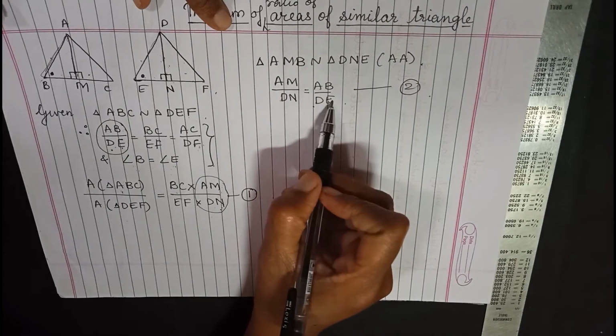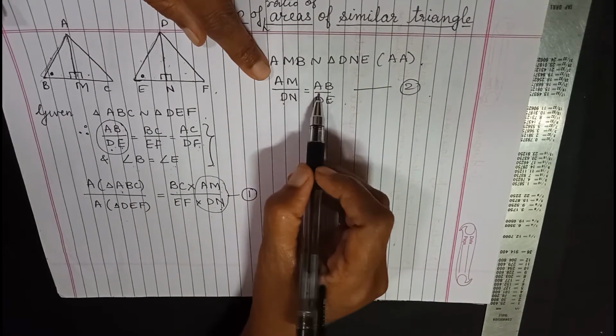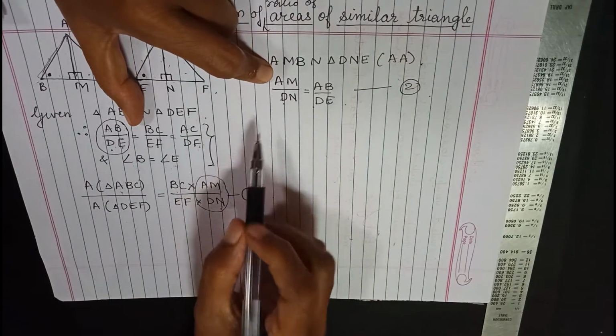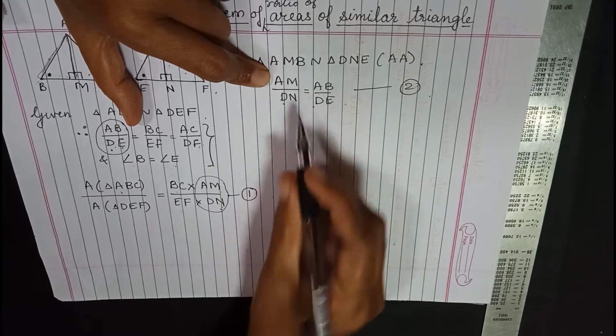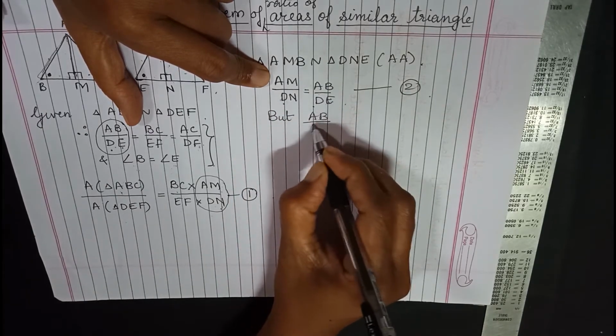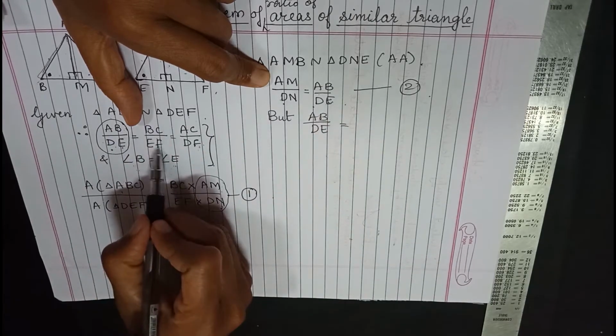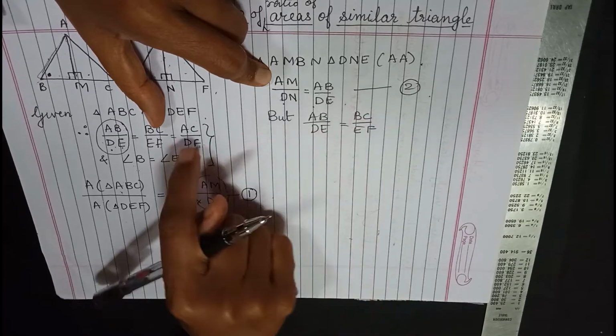So now these are corresponding sides of similar triangles. Now you can see from this equation and from this equation that AM upon DN is equal to AB upon DE, but AB upon DE is equal to BC upon EF from this equation.